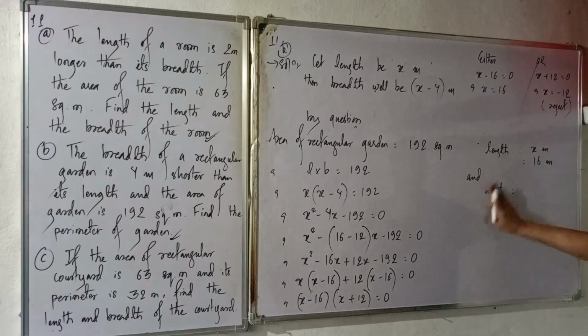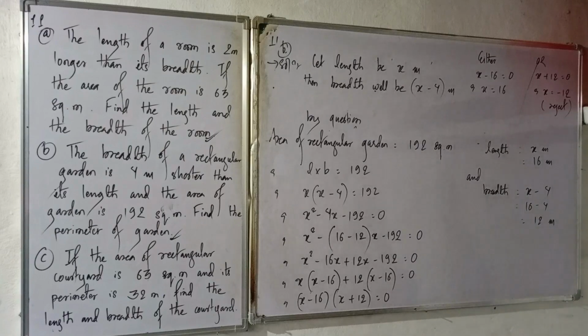And the breadth will be x minus 4, that is 16 minus 4, 12. This is the answer. So after finishing this, let's move on to number C questions.